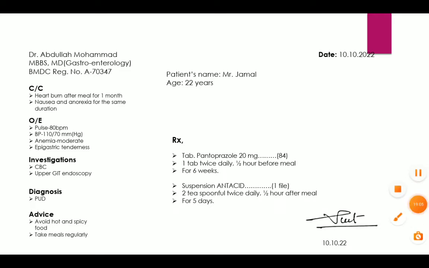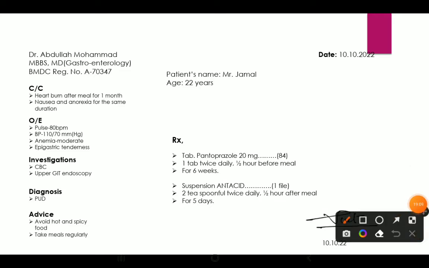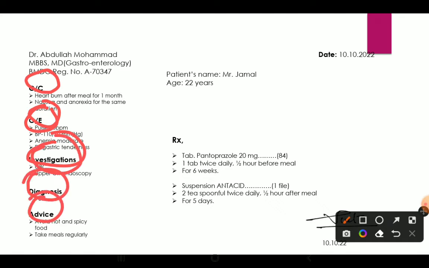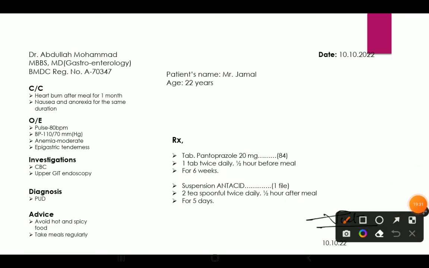But these things are not the main thing the examiners are looking for. The examiners are looking for whether you have put the chief complaints, on examination, investigation in their respective places. They are not looking for any exact diagnosis or exact treatment. They're looking for the structure. That means the chief complaints is here, then on examination, investigation, diagnosis, advice, etc. Then the treatment part.